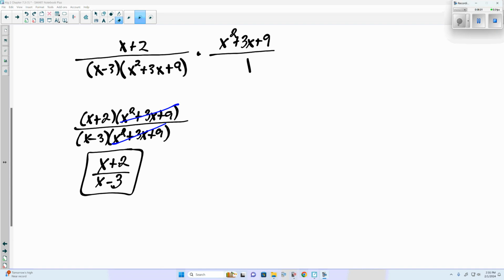Questions on how we got to this here? Not too bad. The key to this one here was factoring our difference of 2 cubes. Once we got that, everything else simplified out. Questions on this here? We ready for the next one? Yes?